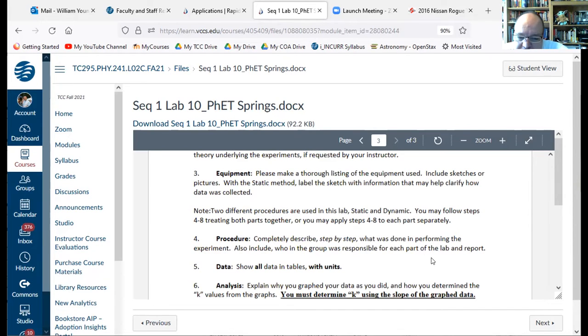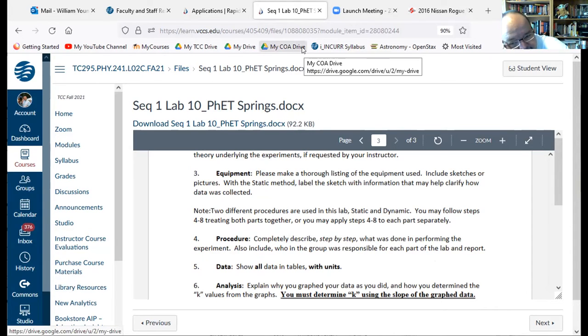And part 5, this is supposed to be data, but it says show all data in tables with units. So remember, anytime you have a number in a lab, unless that number is a pure number, and almost never is, that number should either have a unit right next to it, or it should be in a column that has a label with the unit above it, or in a row that has a label with the unit next to it. Okay. That's really just supposed to be the data. So make sure you do that. I don't need any calculations or anything like that. It just is supposed to be the raw data.